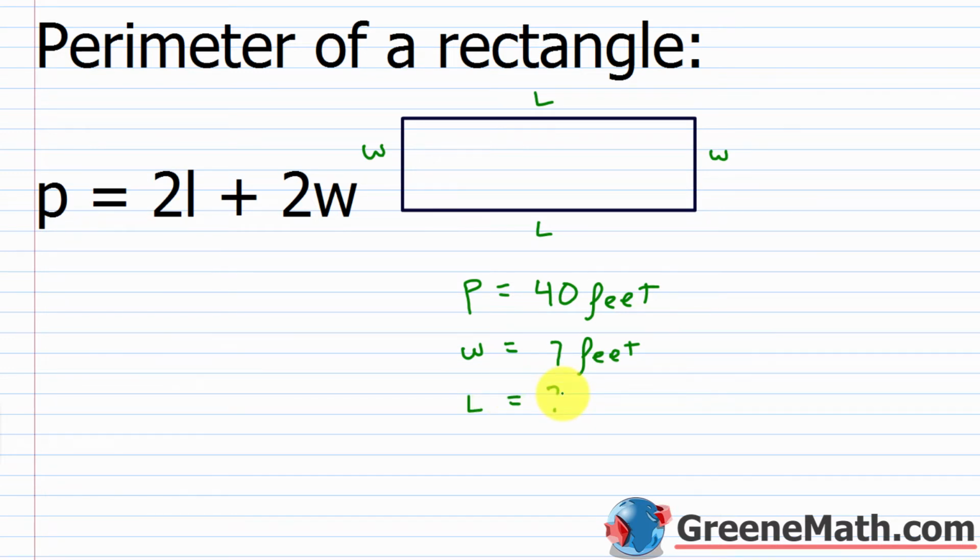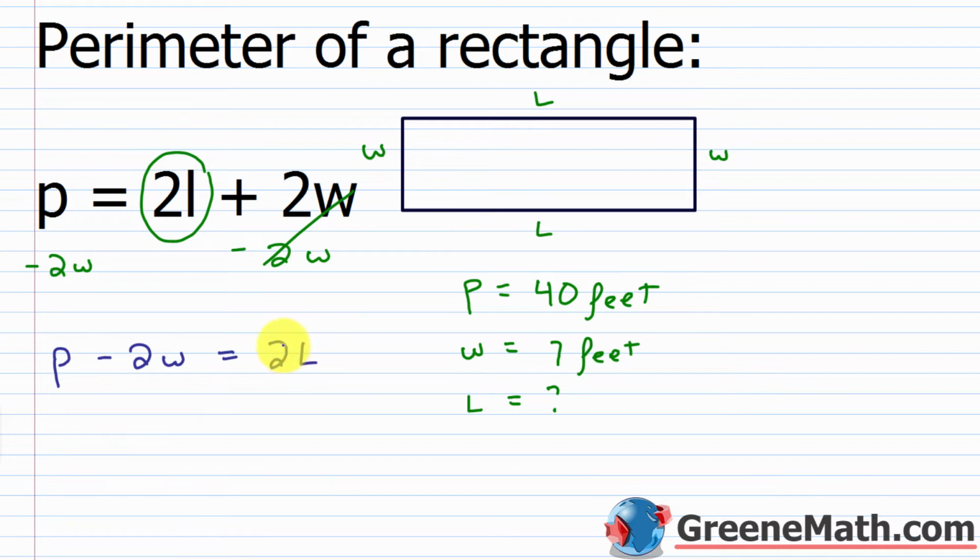Well, I can solve the formula for length. And how do I do that? Well, I want to get this term by itself to start. So that means I would subtract 2w away from each side of the equation. This would cancel. And on the left, I would have P minus 2w is equal to 2L.